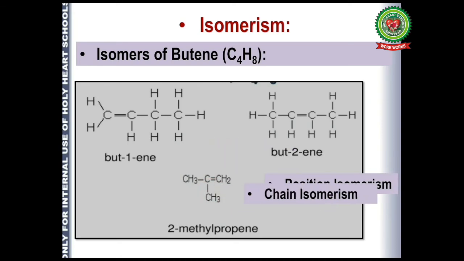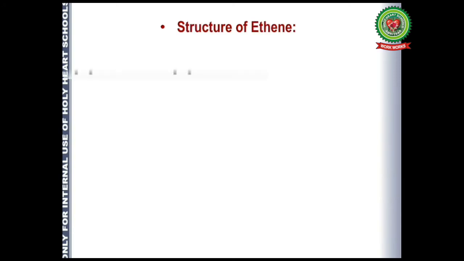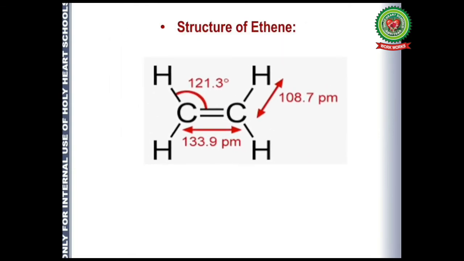Now here there is a difference in the chain, so therefore they are known as chain isomerism. So the first structure and the third structure are the examples of chain isomerism. The first and the second structure are the example of position isomerism. Next thing that we should know is the structure of ethene.